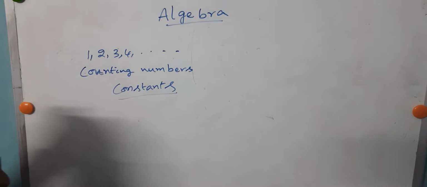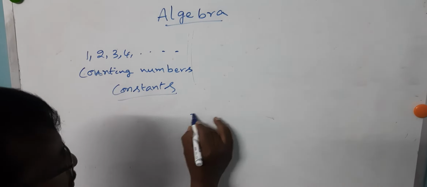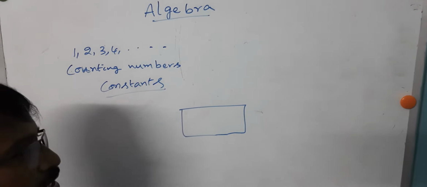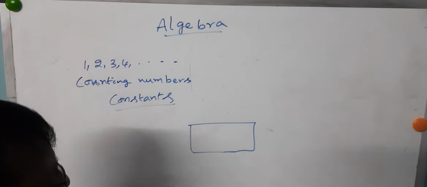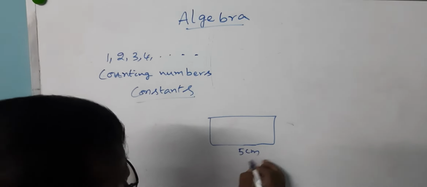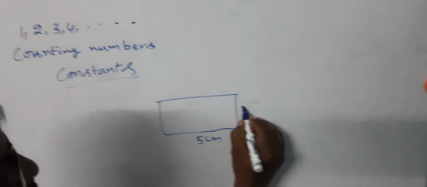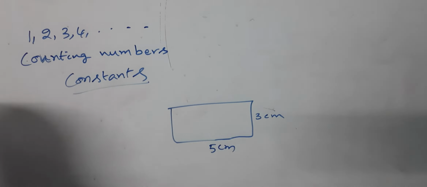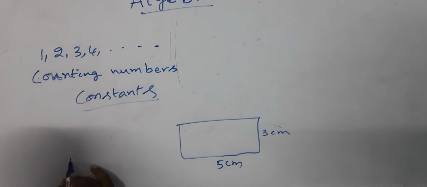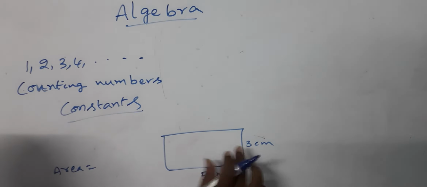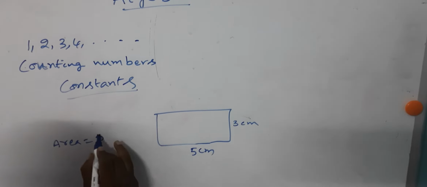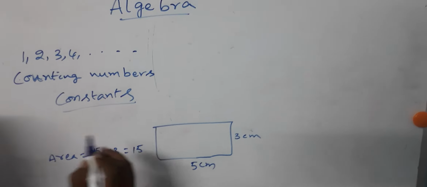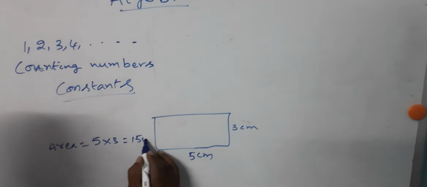Next. Suppose we take a rectangle which is 5 centimeters in length and 3 centimeters in breadth. What is the area of this rectangle? We know that area is length into breadth, that means 5 into 3, that is equal to 15 square centimeters.